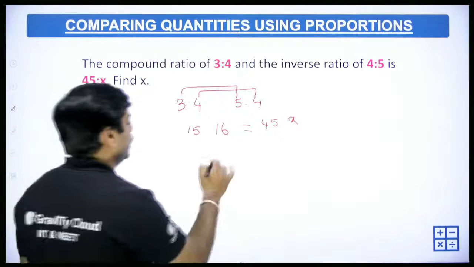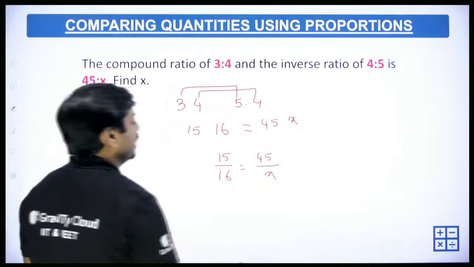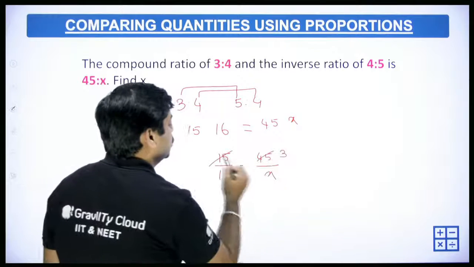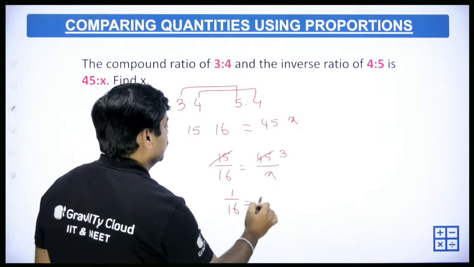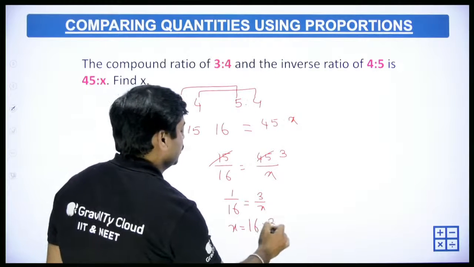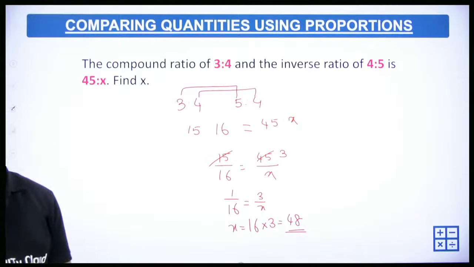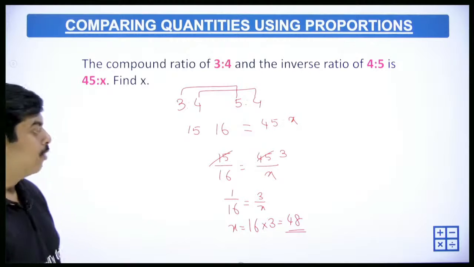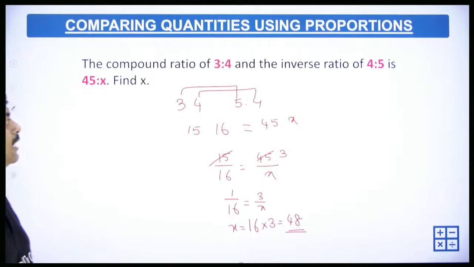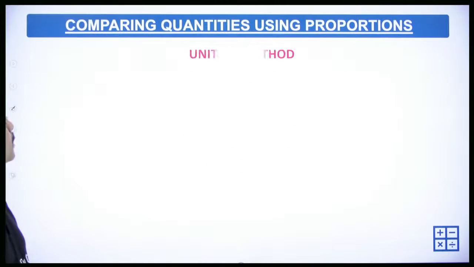Okay, let me do that properly. 15 by 16 is equal to 45 by x. Can we cancel 15 and 45? Yes, 15 ones and 15 threes. So 1 by 16 is equal to 3 by x. So x will be 16 into 3, which is 48. So that is how you can try to proceed here. Let's move to the next question. Please copy it quickly.